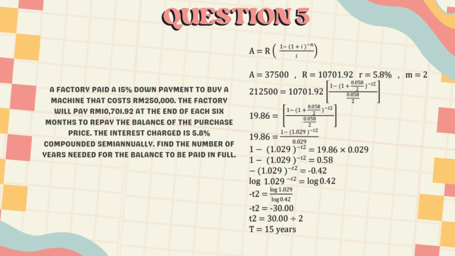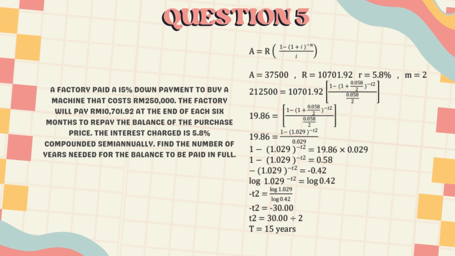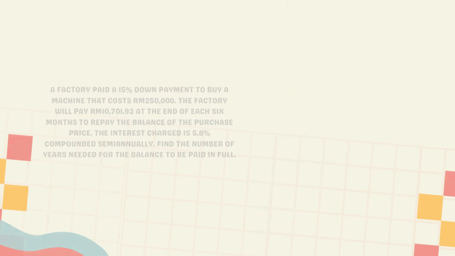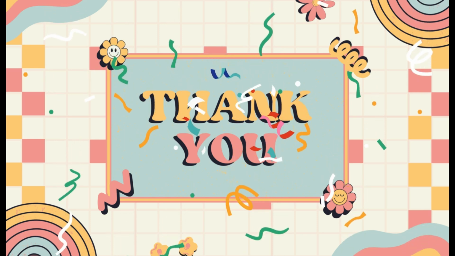Solve what can be solved inside the bracket first until you get bracket 1.029 and 0.029. Negative is positive, so log 1.029 negative T2 equals log 0.42. Negative T2 equals log 0.42 divided by log 1.029. Negative is positive, so T equals 30.00 divided by 2. So the final answer is T equals 15. The number of years needed for the balance to be paid in full is 15 years. That's all from us.